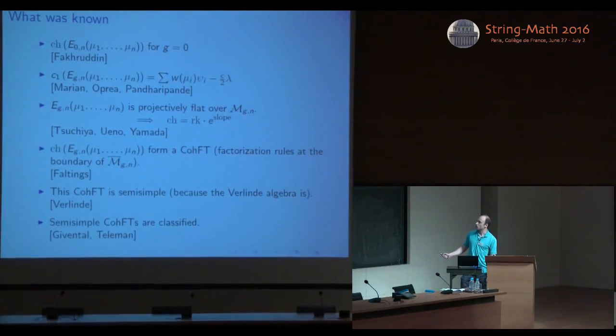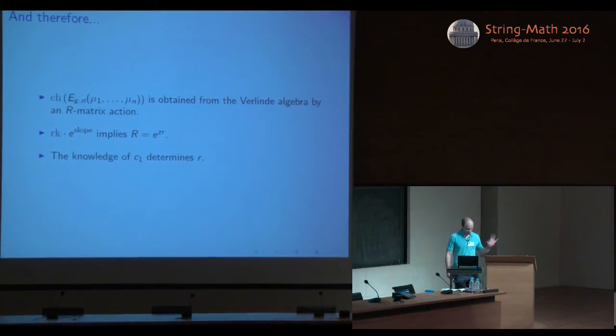Now for each leg, you write e to the power w of mu I psi I. So psi is the psi class that we introduced. And for every edge, we have a somewhat more complicated factor, again with this w of mu and the two psi classes on the edge. So on each edge, there are two psi classes. This is a power series in psi prime and psi double prime. The numerator is divisible by the denominator.